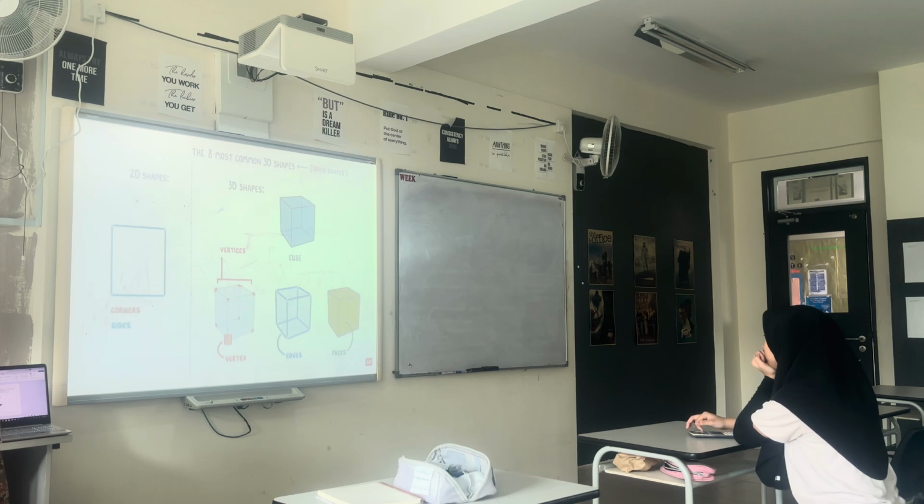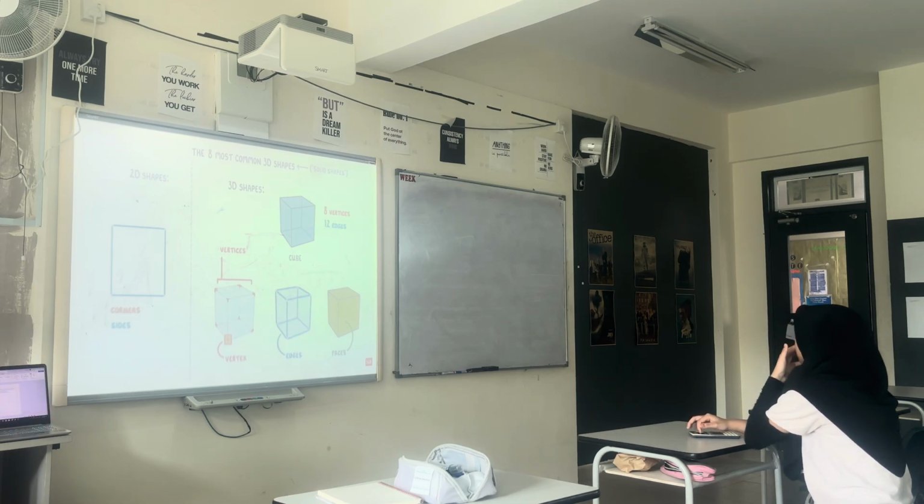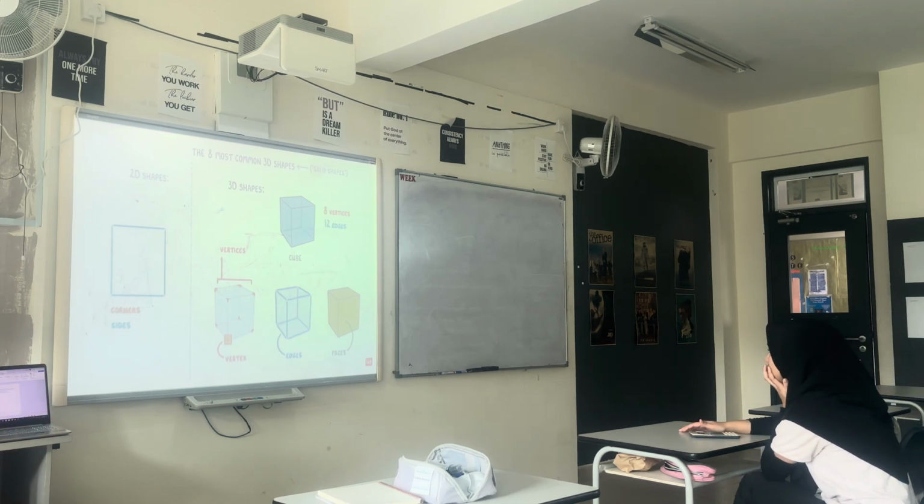So if we look at our cube, this has a total of 8 vertices because it has 4 at the top and 4 at the bottom. 12 edges because it has 4 at the top, 4 around the middle, and 4 at the bottom. And 6 faces.